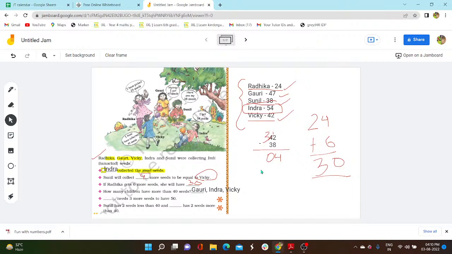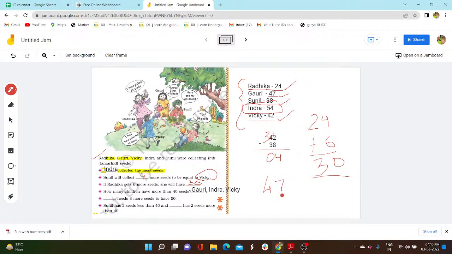Someone needs 3 more seeds to have 50. Okay, so let's see which person can have just 3 more seeds and reach 50. So if we talk about Radhika, she is very far away from 50, so she can't add another 3 and get to 50. Gauri, she has 47. So if we add 3 to 47, how much should we get?